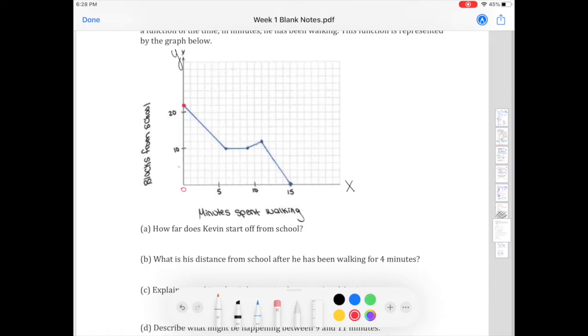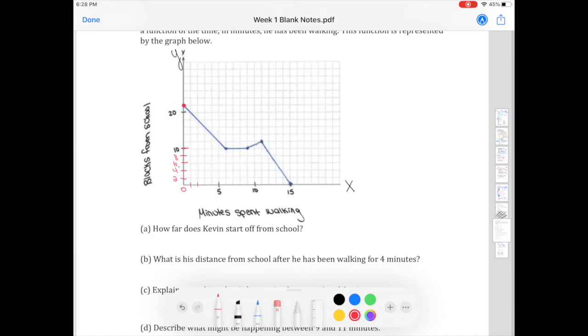Okay, so let's start out with these questions now that we kind of have an idea of what's going on here. Part A says, how far does Kevin start off from school? That's that red dot that I graphed up there, but be very careful with this. Your scaling is a little bit different. This is not 1, 2, 3, 4, 10. That's not how that works.